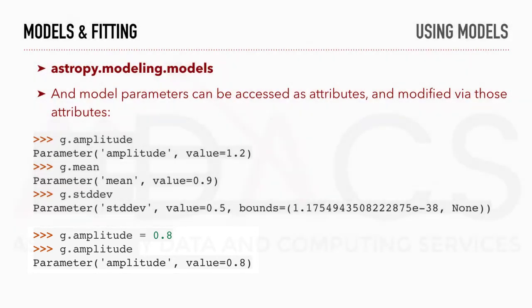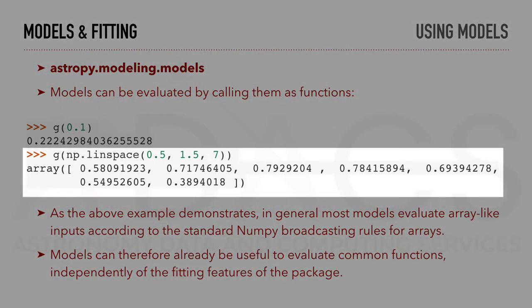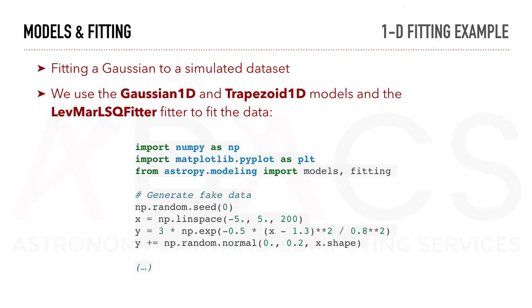Models can be evaluated by calling them as functions. As this example demonstrates, in general, most models evaluate array-like inputs according to the standard NumPy broadcasting rules for arrays. Models can therefore already be useful to evaluate common functions independently of the fitting features of the package. To proceed with a working example, we will use two different models, namely Gaussian1D and Trapezoid1D, and we will use as fitter the Levenberg-Marquardt algorithm and least squares statistics to fit some data.